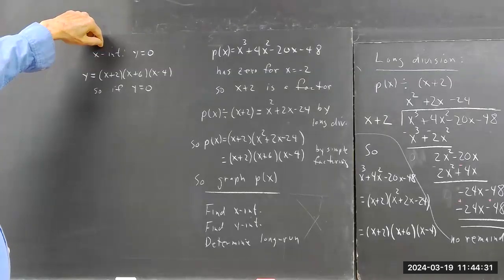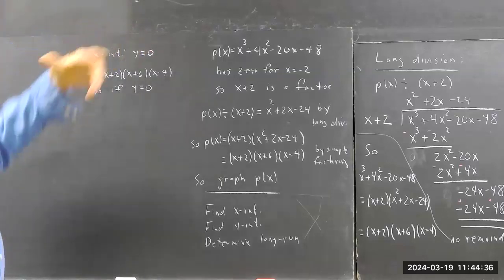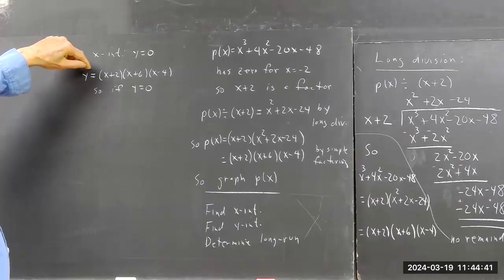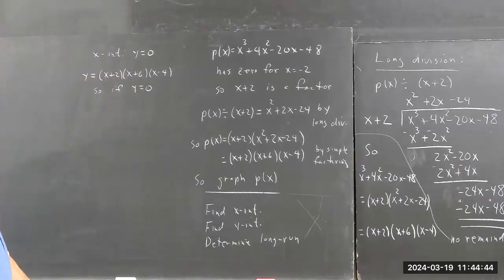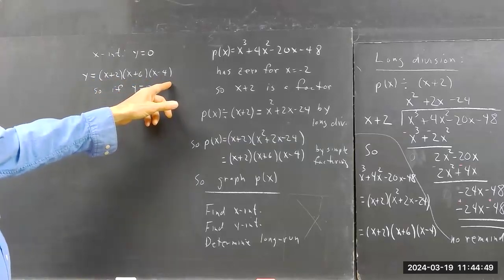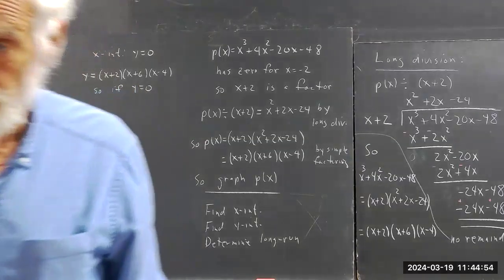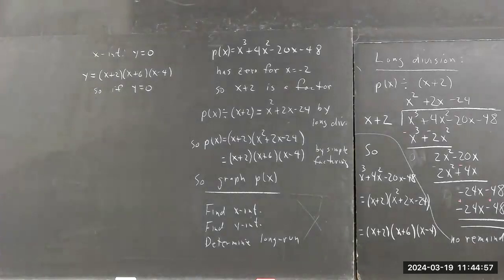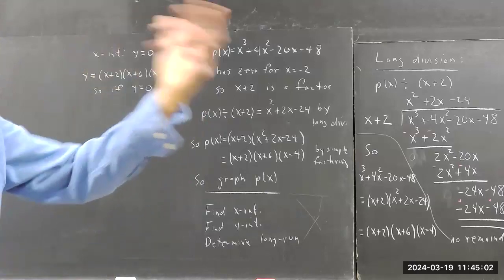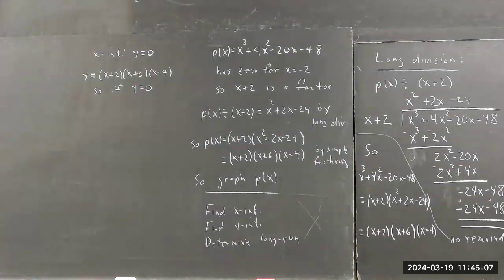X-intercept, the logic is y is 0. That's what the x-intercept means. It occurs when y equals 0 because that's where the x-axis is. Then you write out what y equals. So if y equals 0, now what do you conclude? And what people are doing is they're putting zeros in for the x's and getting wrong stuff or something equivalent.